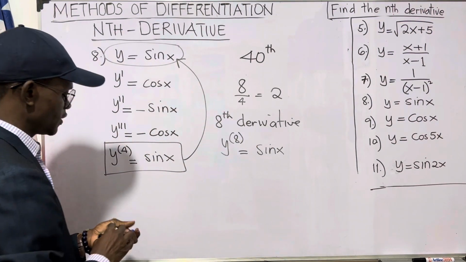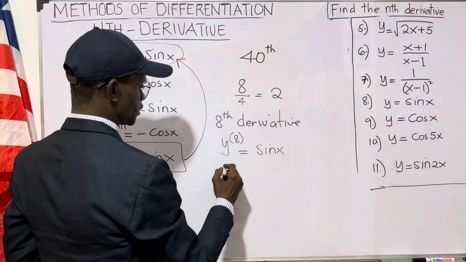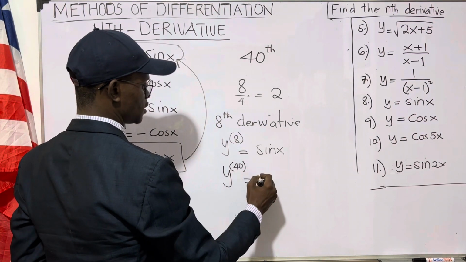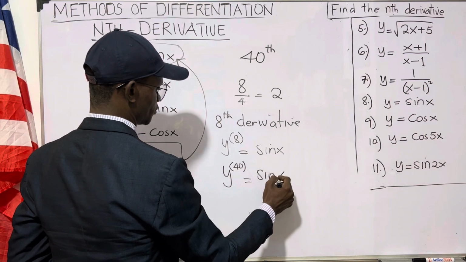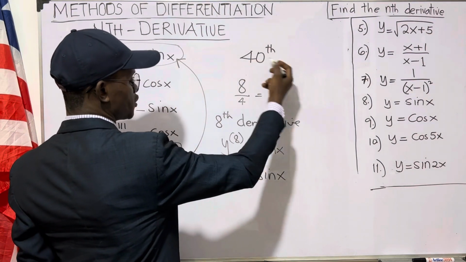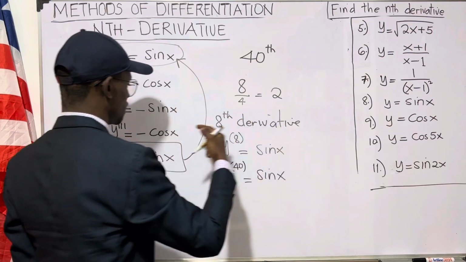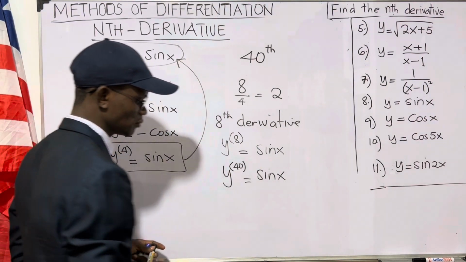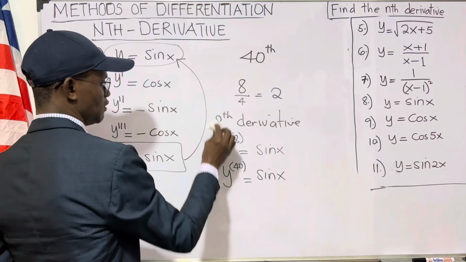The 40th derivative, that is the 40th derivative, is just equal to sine of x, because 40 divided by 4 is 10. So it's like going around the cycle 10 different times. What do we want to find? We don't want to find the 40th derivative or the 8th derivative.